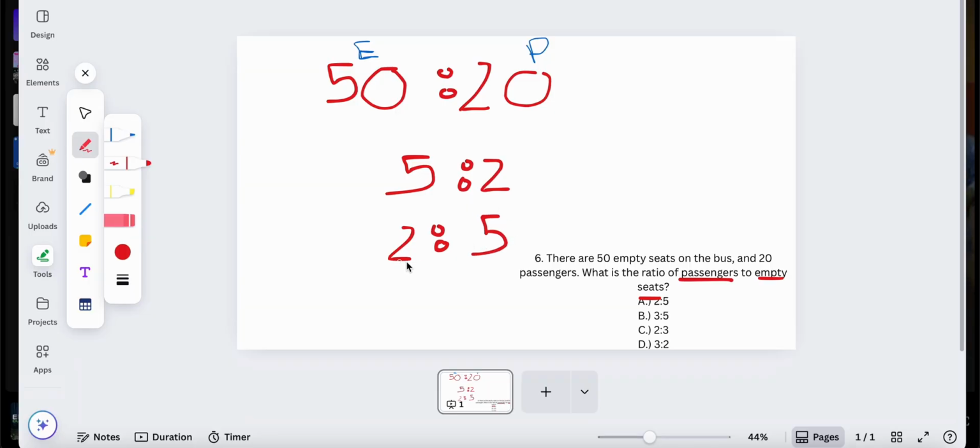For every 2 passengers, there will be 5 empty seats. In this case, we know it's not B. We know it's not C. We know it's not D. The only reasonable answer that would make sense here is A. 2 to 5.